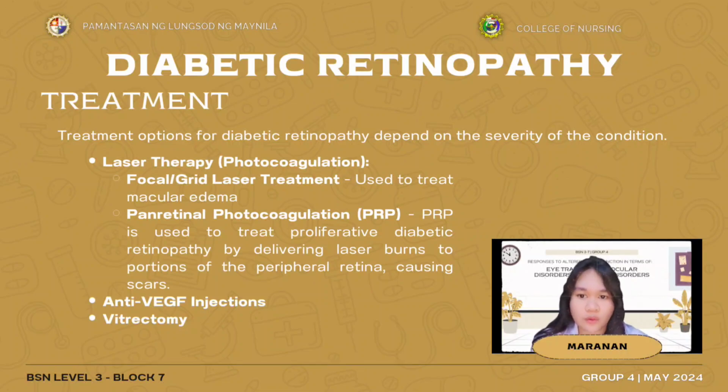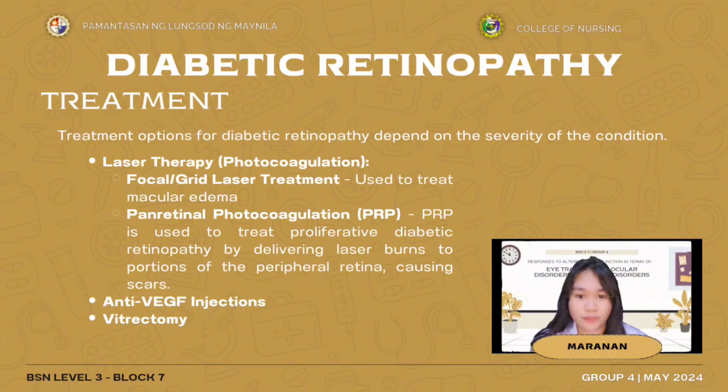So we also have vitrectomy. It is a surgical procedure recommended for advanced proliferative diabetic retinopathy, especially when there is a significant vitreous hemorrhage or bleeding into the vitreous gel, or tractional retinal detachment. So here, the retina is being pulled by the scar tissue.